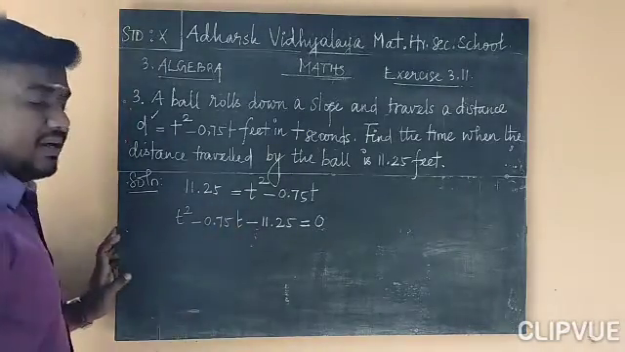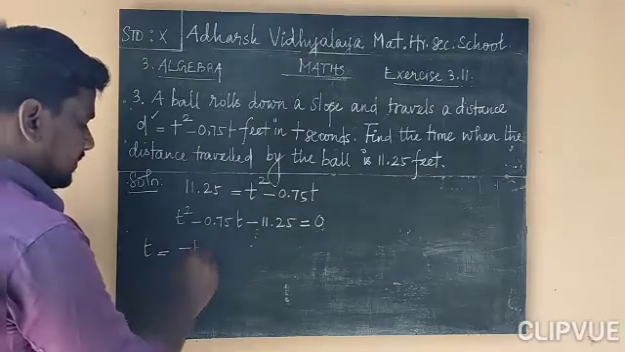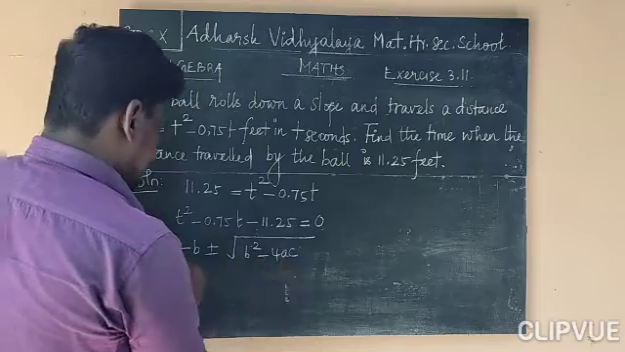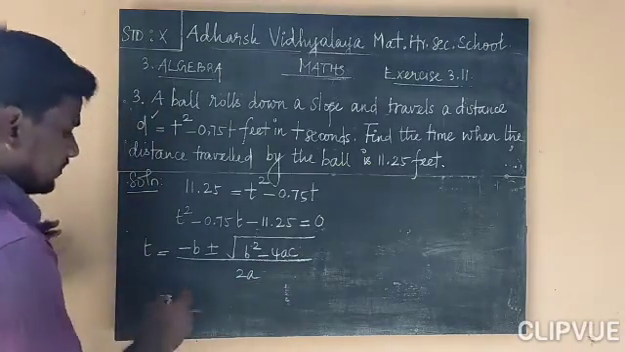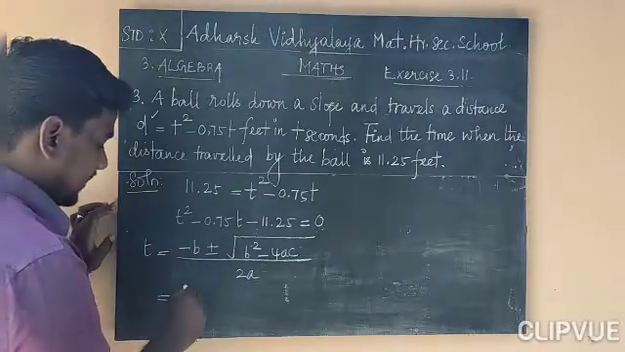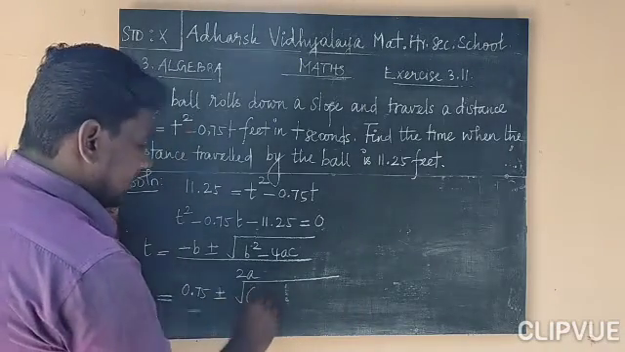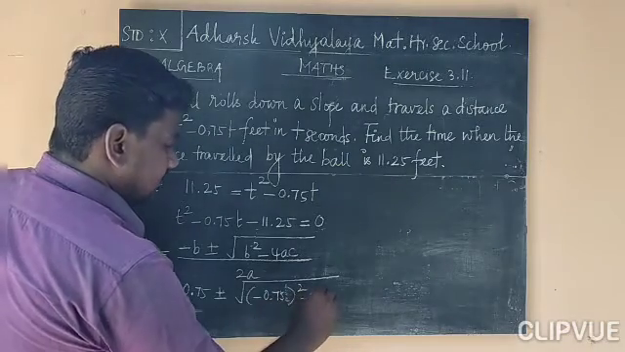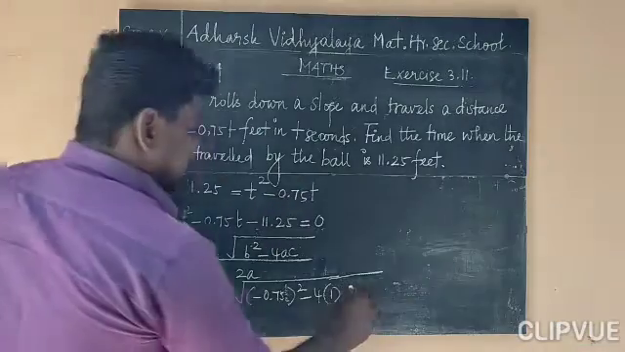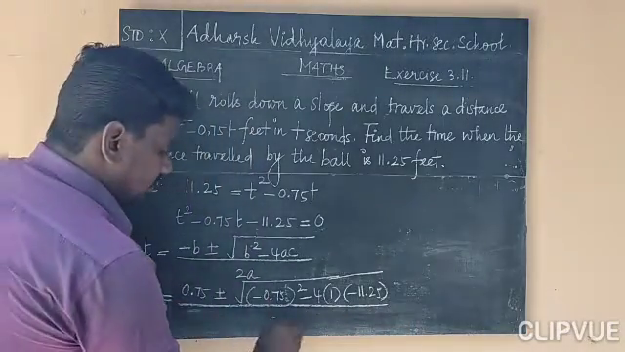Okay, so we can apply the formula method here, that is t is equal to minus b plus or minus root of b square minus 4ac by 2a. So b, that is the coefficient of t, is minus 0.75. Minus into minus gives plus 0.75, plus or minus root of b square, that is minus 0.75 whole square, minus 4 into a value 1, the coefficient of t square is 1, and c value minus 11.25, whole divided by 2 into 1.